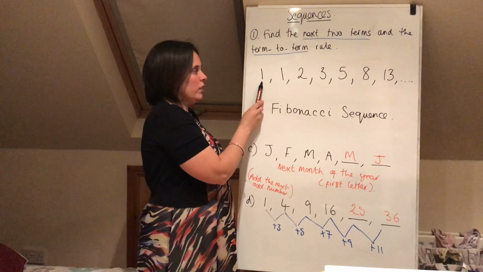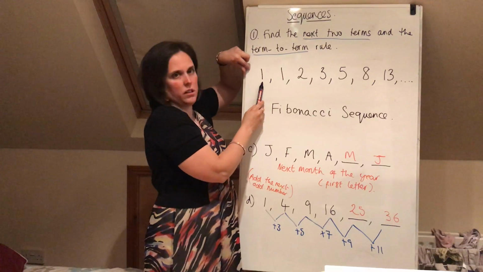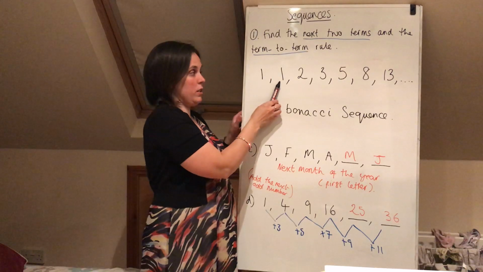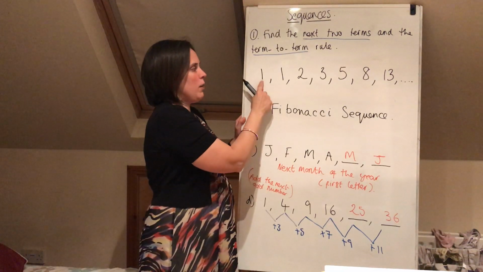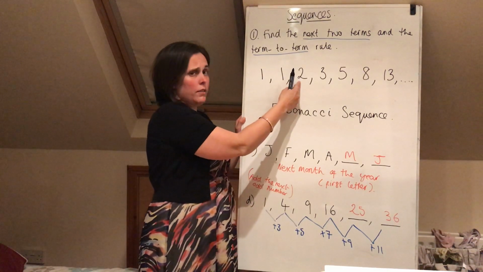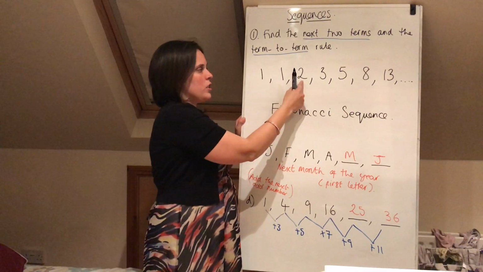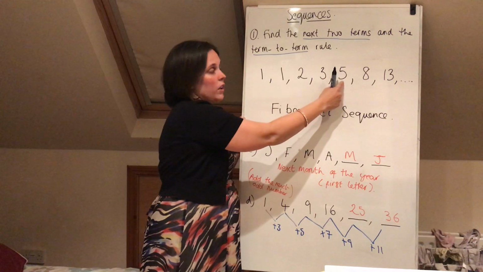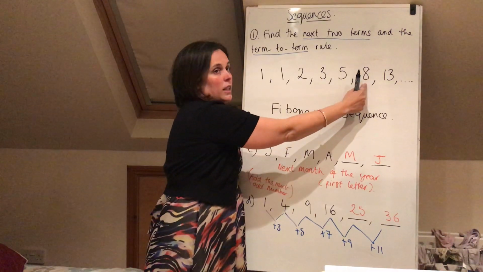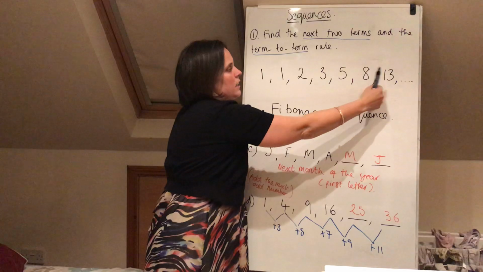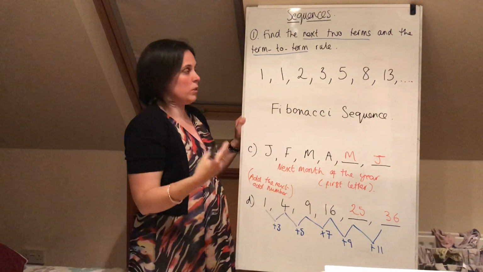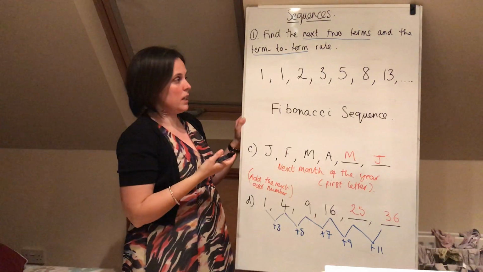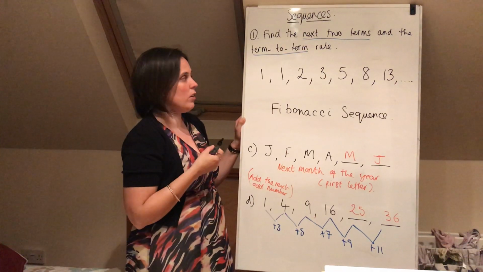So if we start with 1 plus, there's no other term, so 1 plus 0 is 1 again. Then we have 1 plus 1 gives us 2, 1 plus 2 gives us 3, 2 plus 3 gives us 5, 3 plus 5 is 8, 5 plus 8 is 13, and so on. So you need to know the two previous terms to get the next term of the sequence. Okay, they're very heavily reliant.